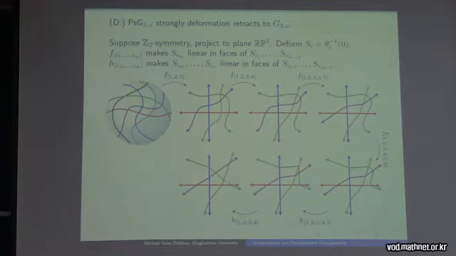The face structure is now different, which is what defines the oriented matroid. And sometimes that has to happen because they're unrealizable oriented matroids. And then finally, I make them all linear. So I have these two kinds of deformations.